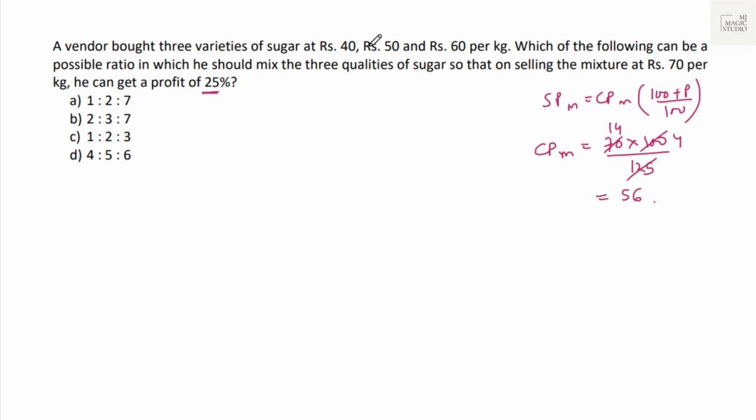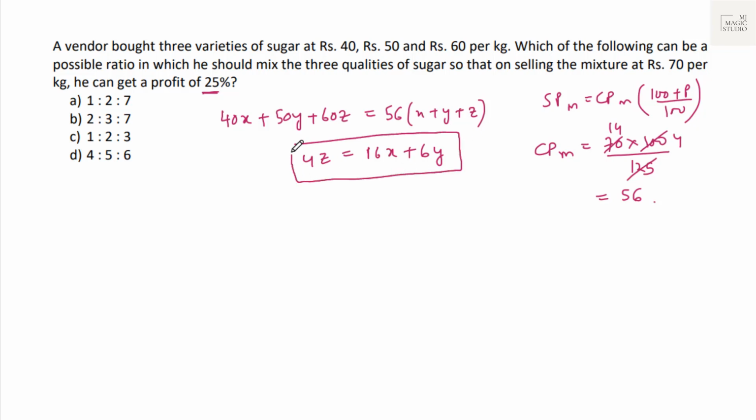Suppose these 3 varieties are used in the ratio x is to y is to z. Then 40x plus 50y plus 60z should be equal to 56 into (x plus y plus z). Okay, so we have 60z minus 56z is 4z equals 56x minus 40x, that is 16x, plus 56 minus 50, that is 6y. Now once we have this, we cannot find the ratio of x is to y is to z because we have got only one equation.